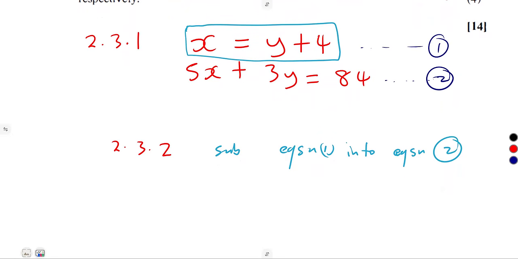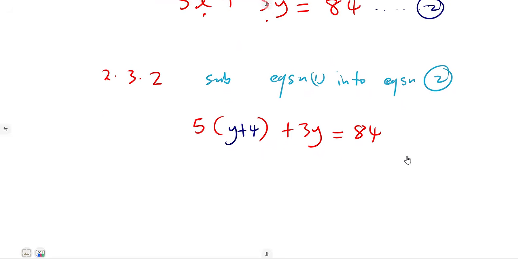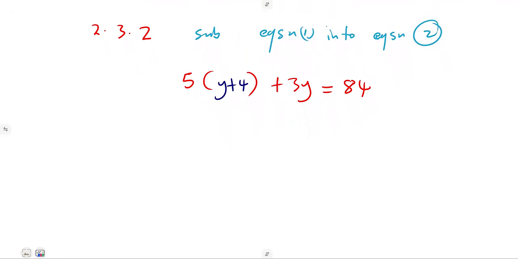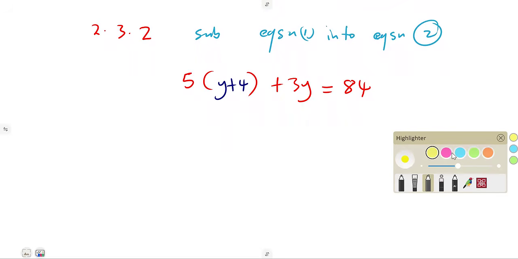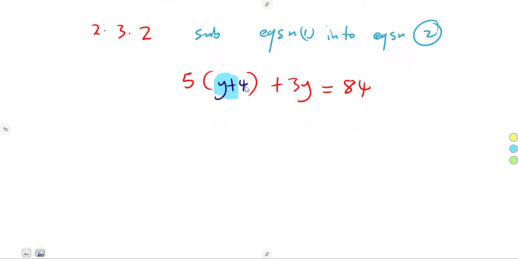So in place of x, we are going to put y plus 4. So that's 5, in place of x, you put y plus 4 there. So that's y plus 4 representing x, plus 3y as it is equal to 84. So as you can see, it's an equation which is only in terms of y. So that enables us to solve for y. Simply expand these brackets, then you collect your like terms, then solve for y.